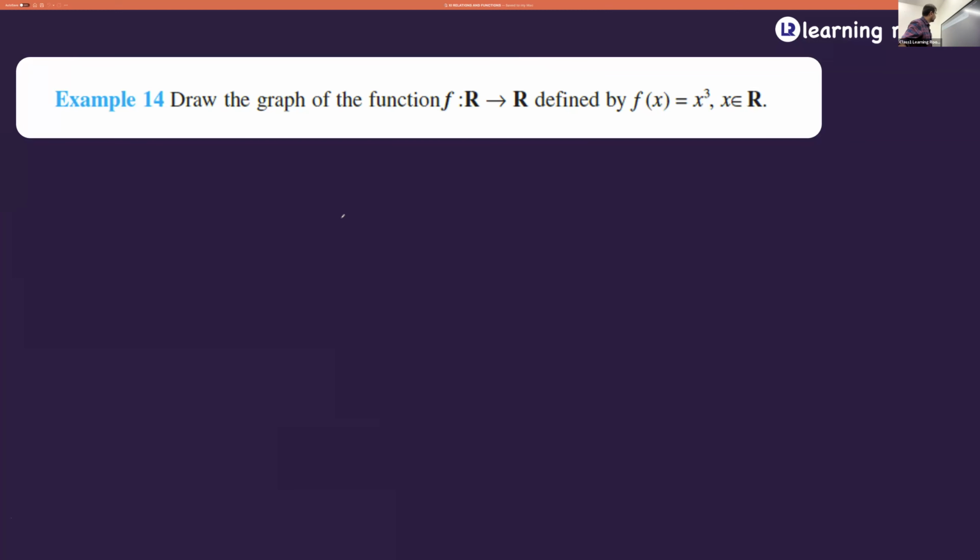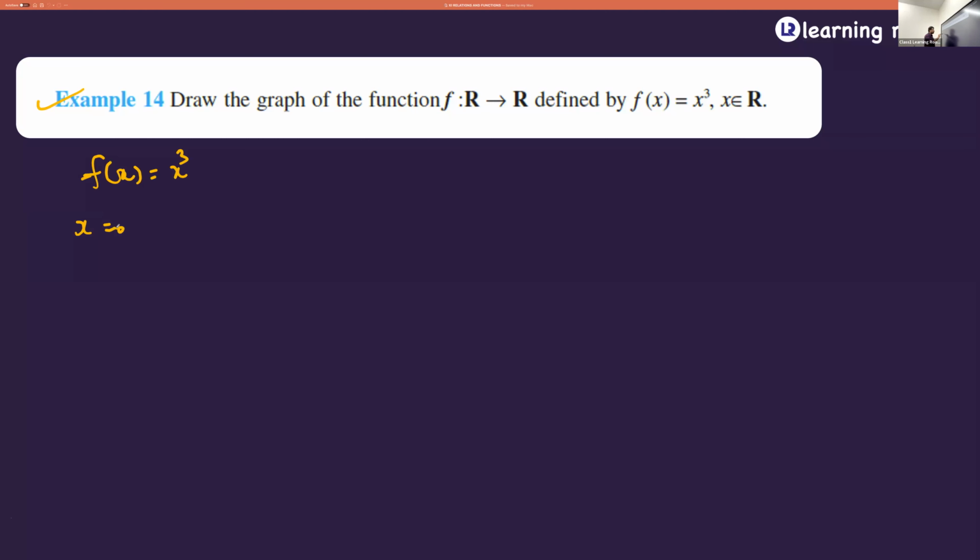Right. Now, the next example is: draw the graph of the function f, which is mapped from R to R, defined by f of x is equal to x cube. So whenever you're asked to draw the graph, observe here f of x is equal to x cube. This is something you would have done in your lower grades.